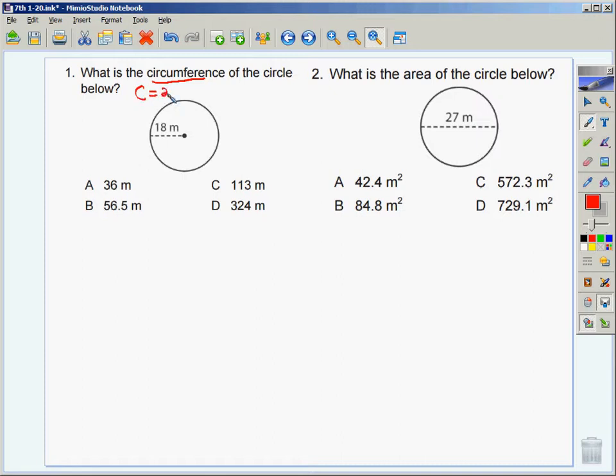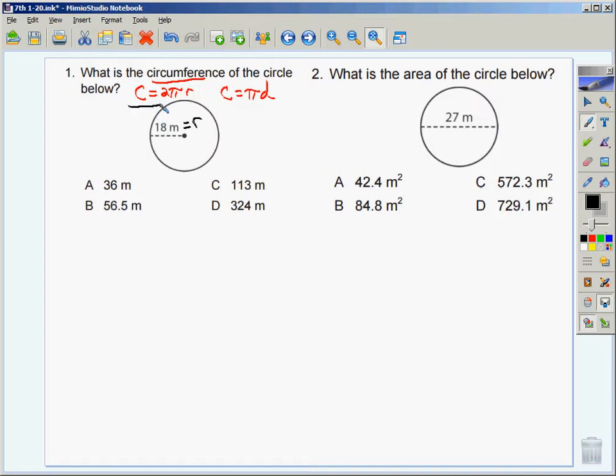And there are two of them. C equals 2 pi r, or C equals pi d. And you choose which one you want to use based on the information that they've given you in this picture. Did they give me the radius or did they give me the diameter? They gave me the radius, and I'm just going to go ahead and mark that with an R.